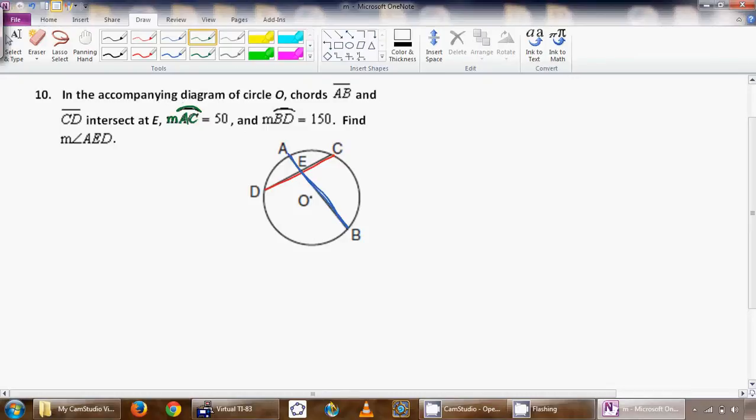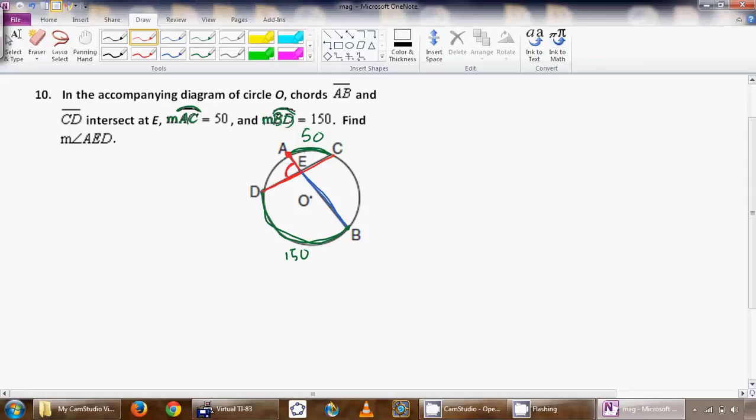Okay, so the measure of arc AC, this arc, is 50. And they tell me the measure of arc BD, from B to D. And since it's an arc, it's got to go along the circle. That thing is 150. They want me to find the measure of angle AED. Ooh, they're tricky on this one. The measure of angle A to E to D.